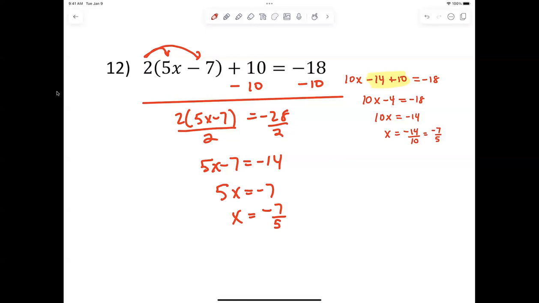Big day on Friday. Anybody have any issues with negative 7/5?